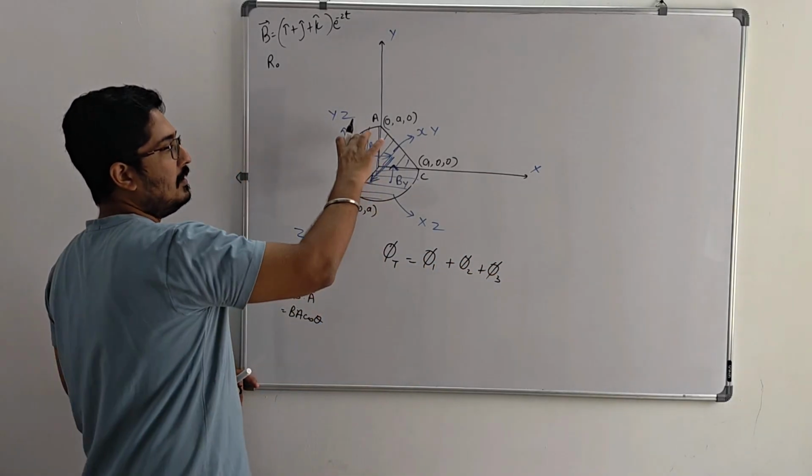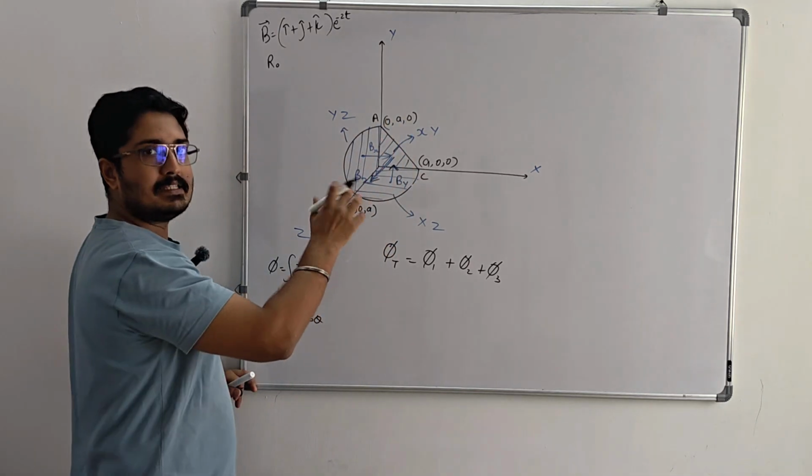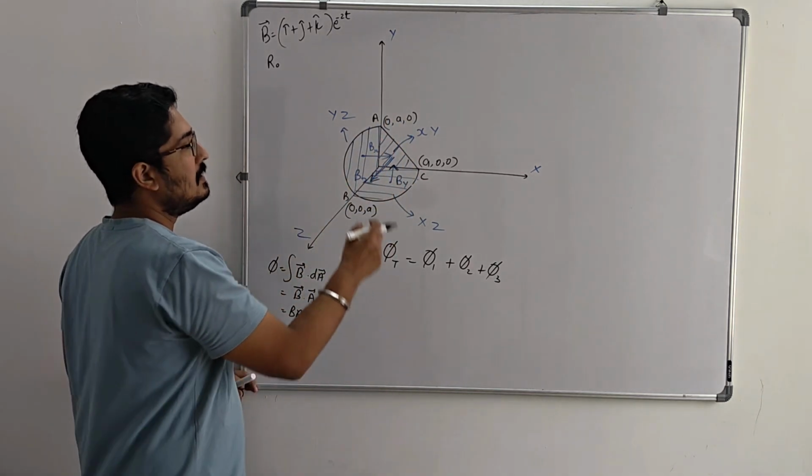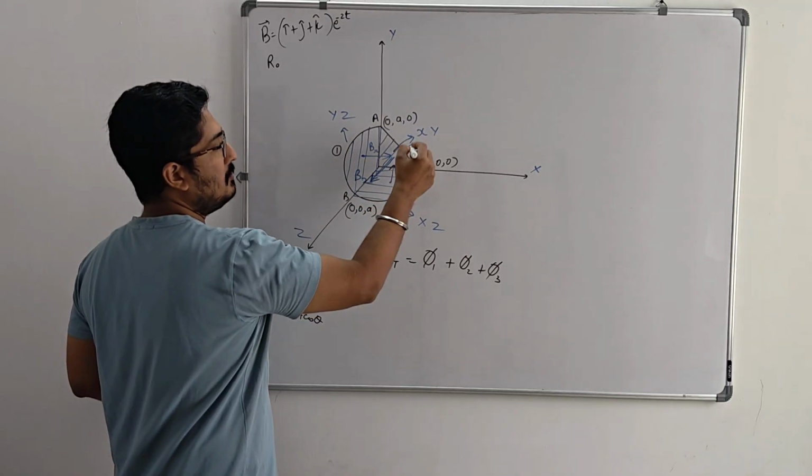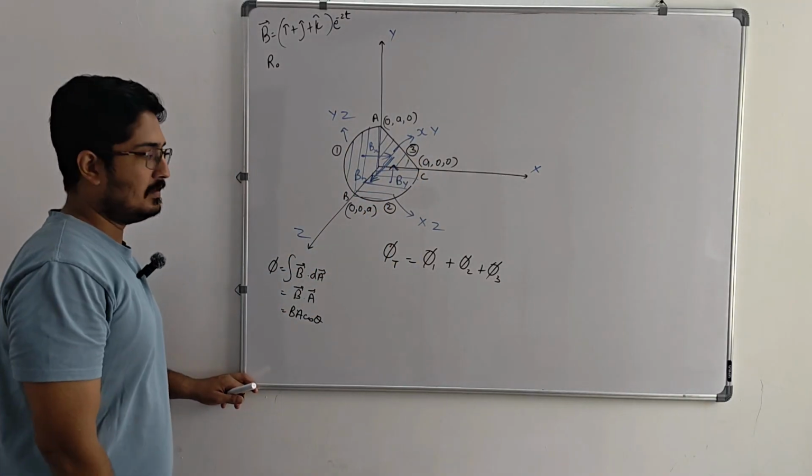What's the meaning of 1, 2, and 3? I'm considering these three areas separately because they are in different planes. So I just call it area 1, this one would be considered as area 2, and this one would be considered as area 3.